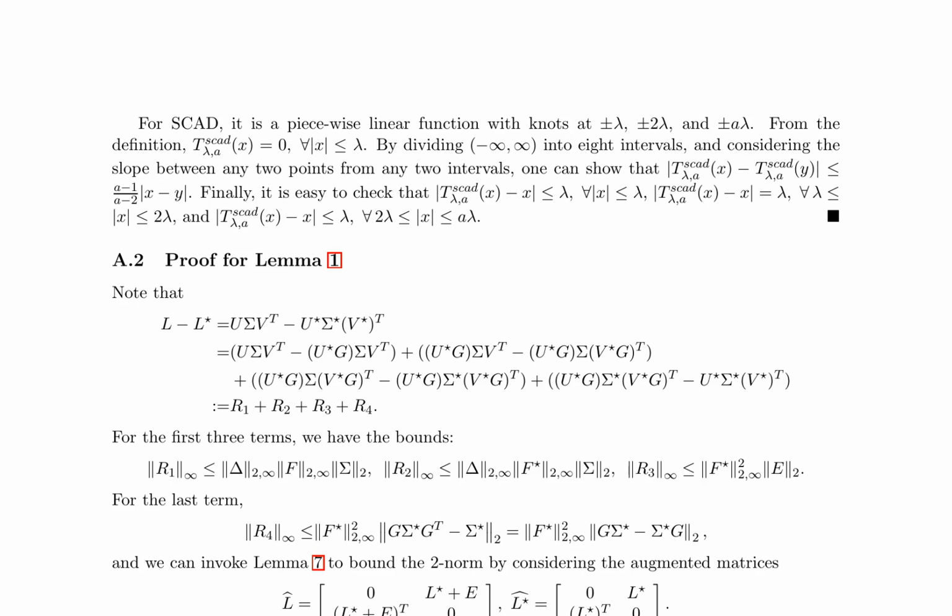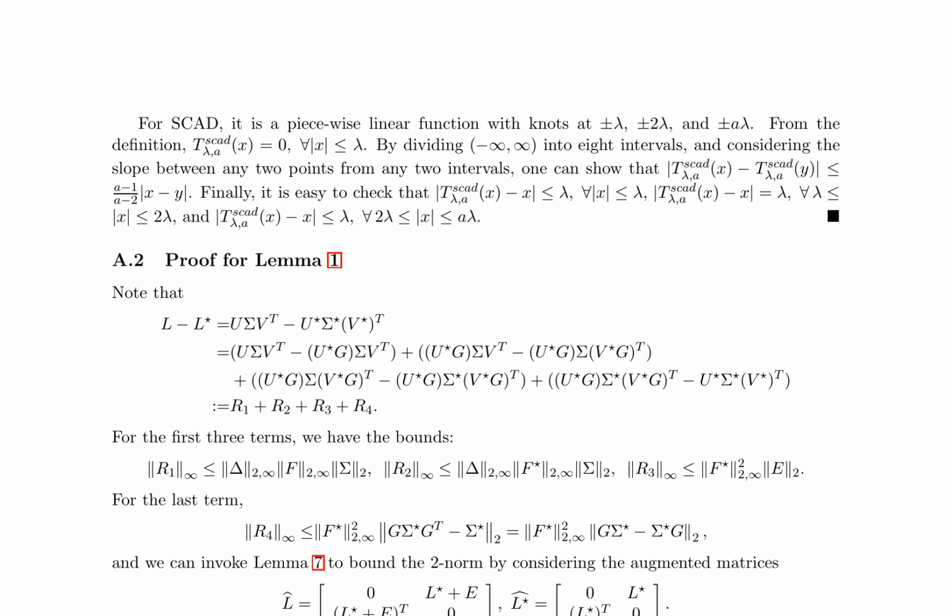The authors present a rigorous proof for lemmas 1 and 2, which are crucial in establishing the theoretical guarantees of the smoothly clipped absolute deviation, SCAD, penalty function in low-rank matrix estimation. The SCAD function, T_SCAD(lambda, a, x), is a piecewise linear function with knots at plus or minus lambda, plus or minus 2 lambda, and plus or minus a lambda, and is shown to be Lipschitz continuous with a Lipschitz constant of a over (a minus 1), and to have a bounded difference with the identity function.